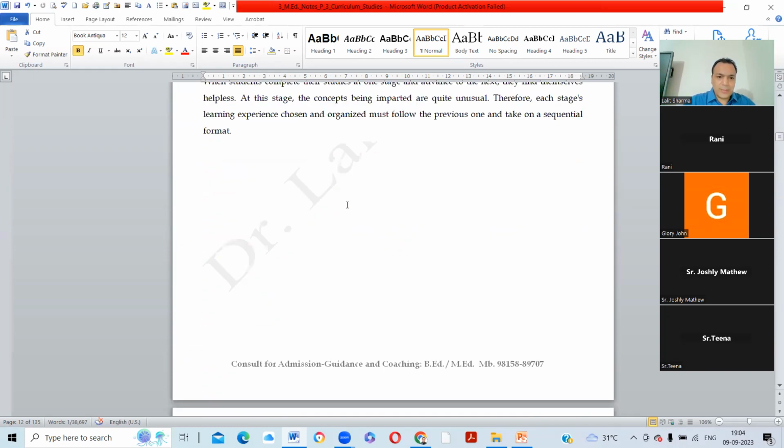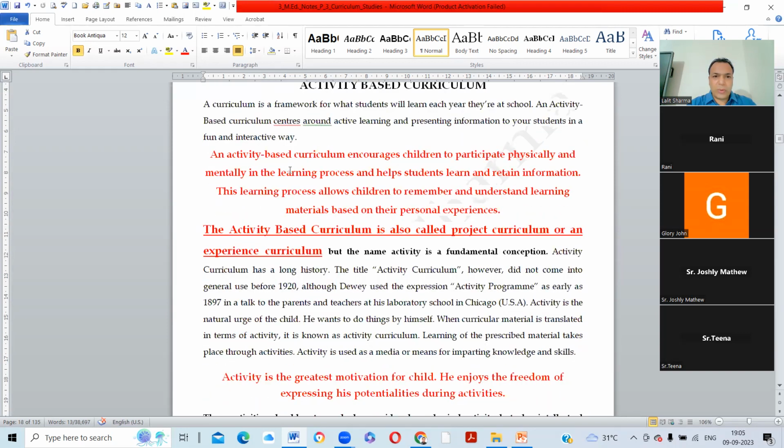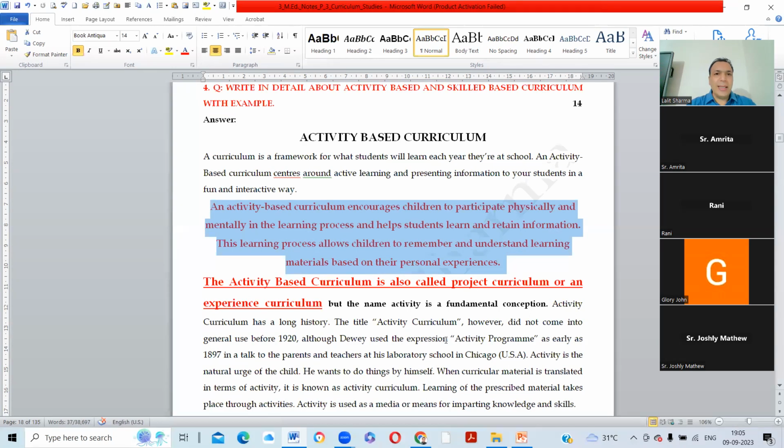We are done. Now next is write in detail about the activity based and skill based curriculum with example. Okay, so this is a very easy one. Activity based: if the curriculum is activity based, then the student will learn by themselves. What is an activity based curriculum? An activity based curriculum encourages children to participate physically and mentally in the learning process and helps students learn and retain information. This learning process allows children to remember and understand learning material based on their personal experience.